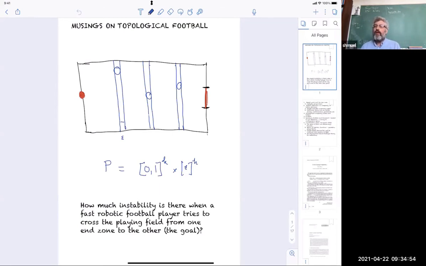At the moment that the robot or the football player has to make the decision. When I talk about robots, they do not have to be made out of metal. They could be meat robots like you and me. So that's going to be the problem.